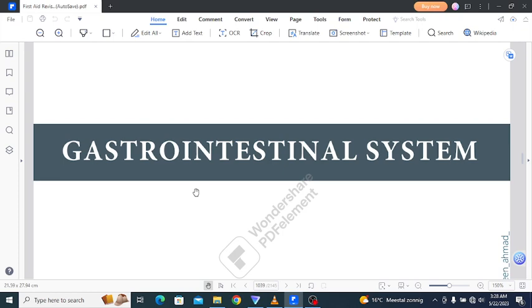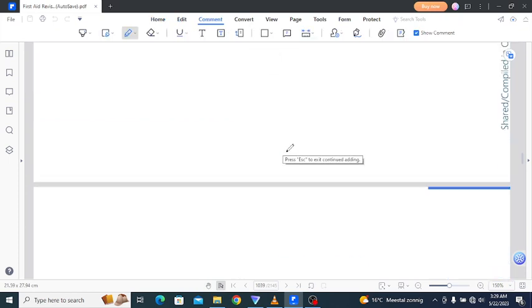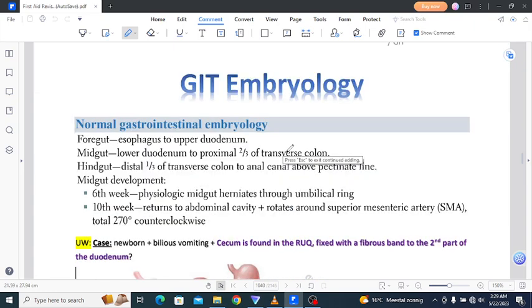Bismillahirrahmanirrahim. Today we are going to start with the gastrointestinal system, and we will be beginning with the embryology of this session. So without further ado, let's get straight into it. The very first thing is about the normal gastrointestinal embryology.